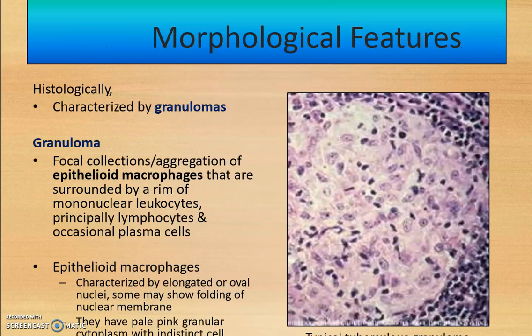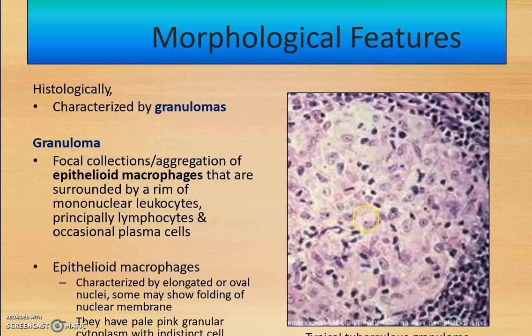How about the histological and morphological features of granulomatous inflammation? Of course, it's characterized by granuloma, but first you need to know what a granuloma is. A granuloma is a focal collection or aggregation of epithelioid macrophages that are surrounded by a rim of mononuclear leukocytes. This is the rim of mononuclear leukocytes, and then you can see the epithelioid macrophages, and this is how you characterize the epithelioid macrophages.